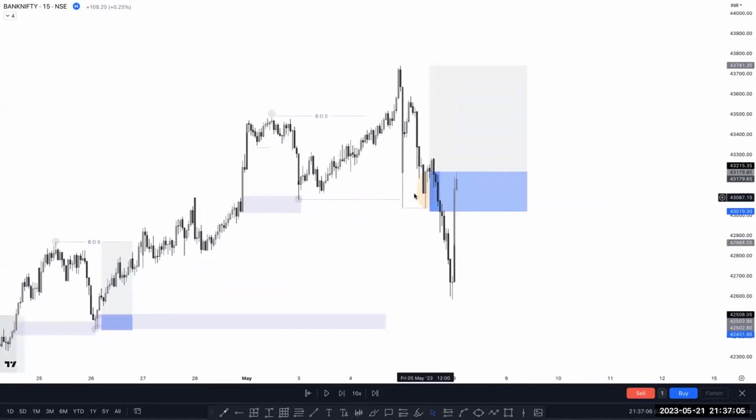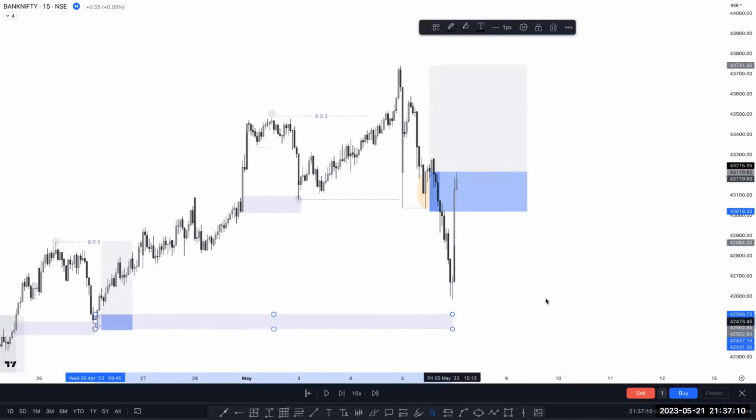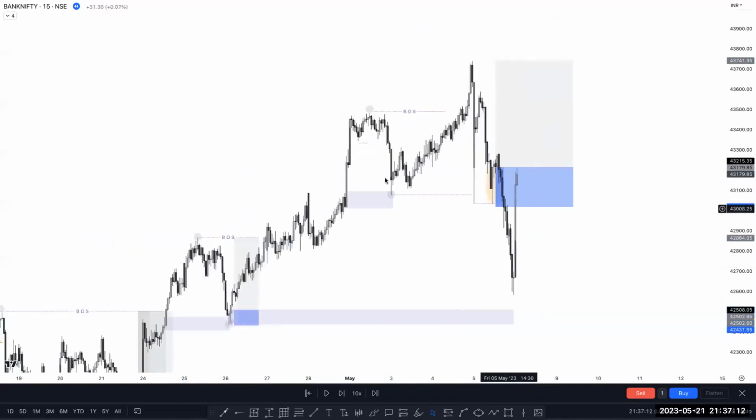Okay. This one is our valid low. Right. Because market taken out the main low and swept this one and created a single candle order block, and you can take entry here for the buy. Right. So this one is our valid entry for the buy.